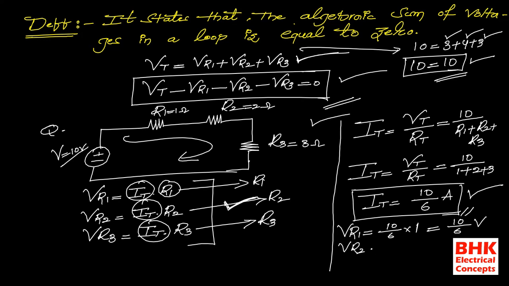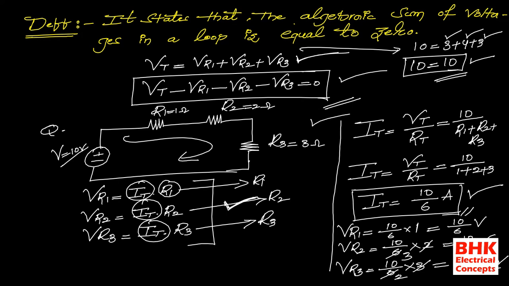Now VR2. Again the total current, because in a series connection the current is always the same for all the resistances. So 10 divided by 6 into the value of R2, which is 2. Two sixes are... so 10 divided by 3 volts. Now VR3: total current 10 divided by 6 into the value of R3, which is 3. Three sixes are... 10 divided by 2. Here you are getting 5 volts.